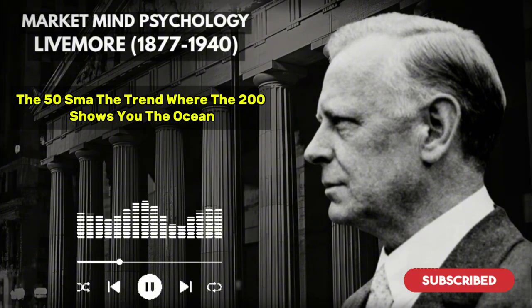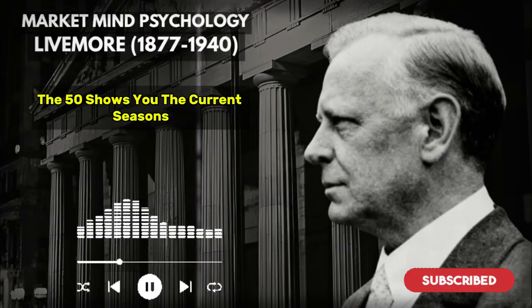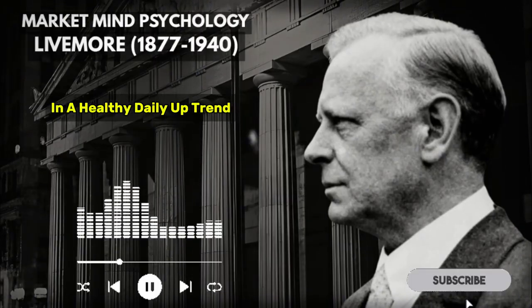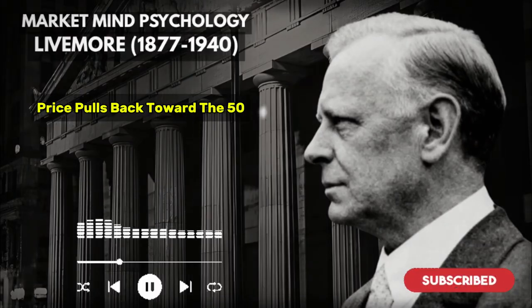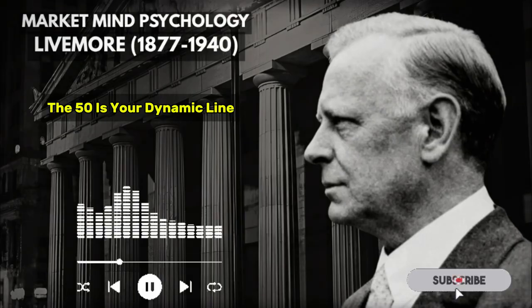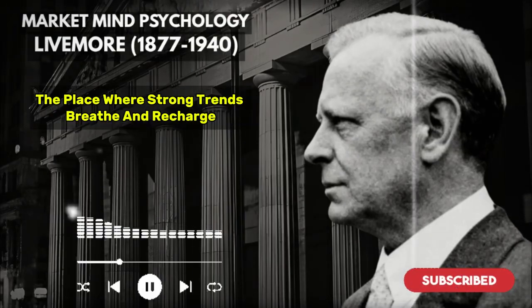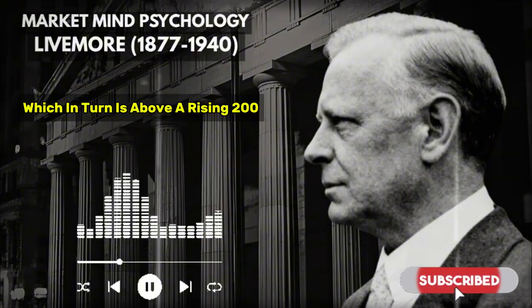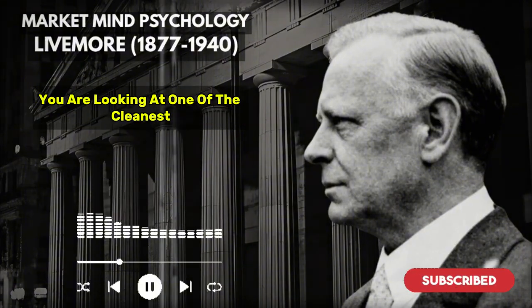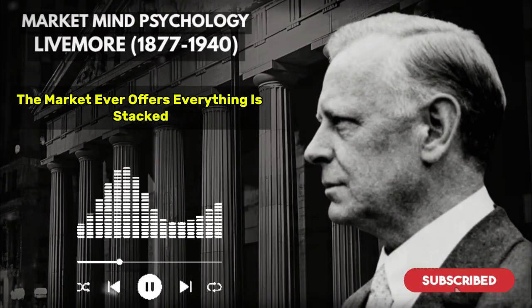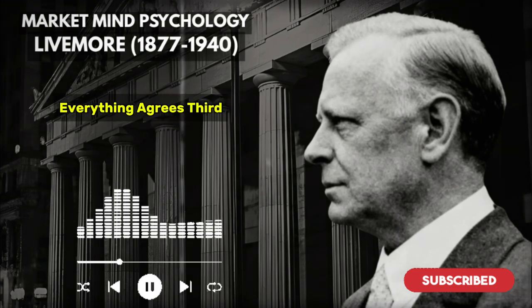Second, the 50 SMA, the trend. Where the 200 shows you the ocean, the 50 shows you the current seasons. It is the working trend that you actually trade. In a healthy daily uptrend, price pulls back toward the 50, finds support, and continues. The 50 is your dynamic line, the place where strong trends breathe and recharge. When price rides above a rising 50, which in turn is above a rising 200, you are looking at one of the cleanest and strongest configurations the market ever offers. Everything is stacked. Everything agrees.